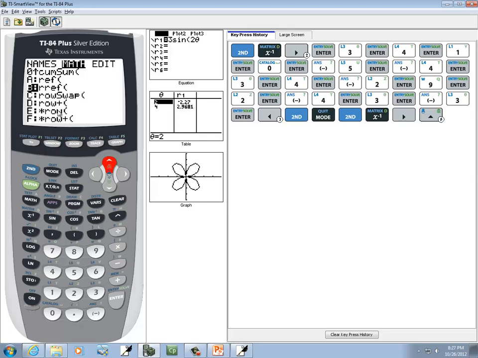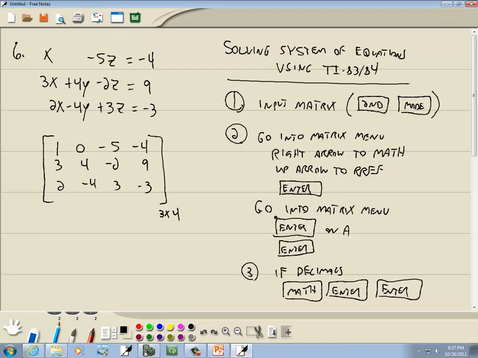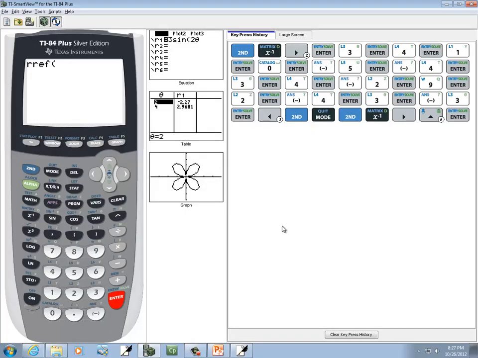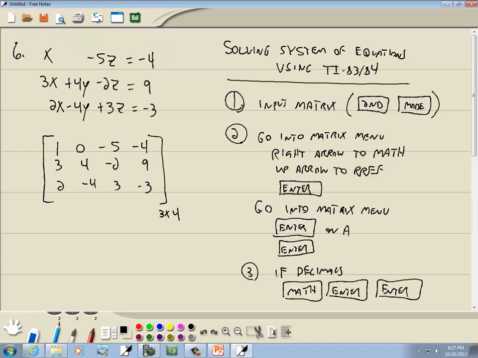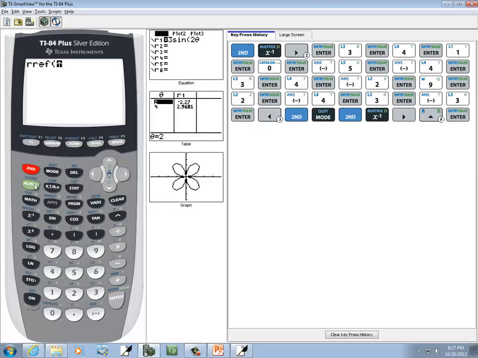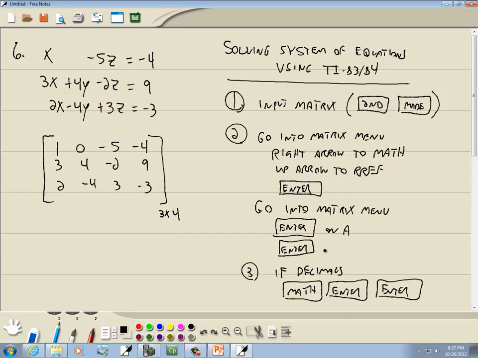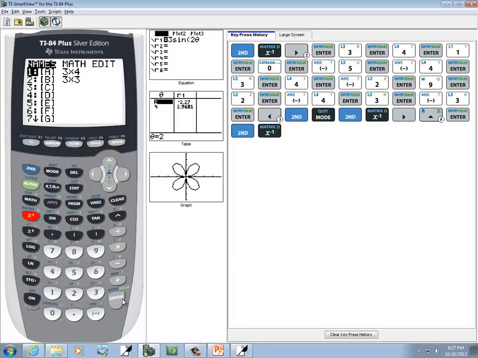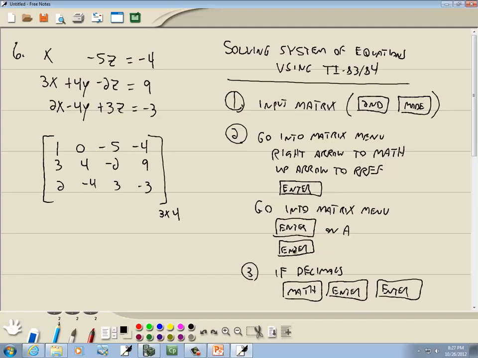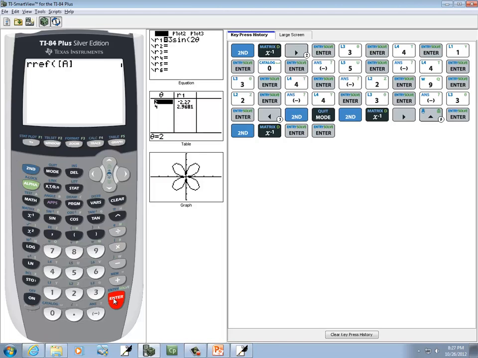Make sure you choose one of the two R's, and then it says press enter. Then it says go into the matrix menu again, so second, X and negative 1. On a TI-83, not a TI-83 Plus, you actually have a matrix button, so it's a little easier for you. Enter on A, so enter. Then it says do enter again. And that's what we get.